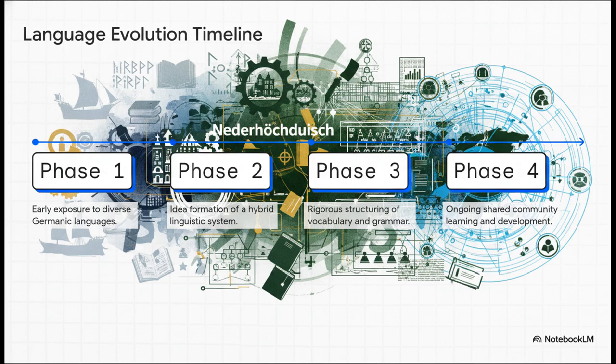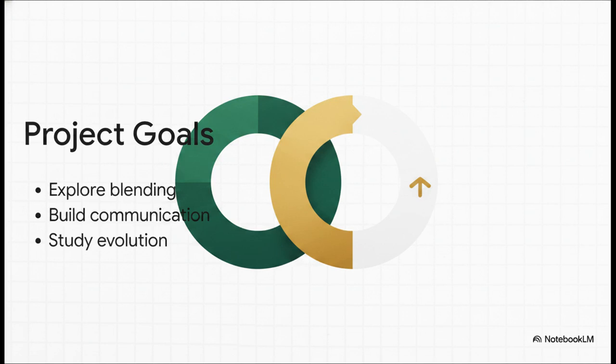Phase 3 involves the rigorous structuring of Nederhöchduitsch, testing the vocabulary and grammar to make it recognizable as a cohesive system. And finally, Phase 4 is where it lives today, an ongoing shared community space for learning and development. Ultimately, the project aims to actively explore linguistic blending and create an experimental communication system. Building a language helps us fundamentally understand the mechanics of how real languages breathe and grow.